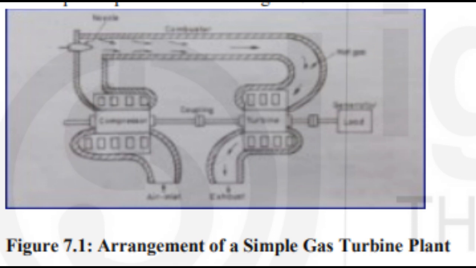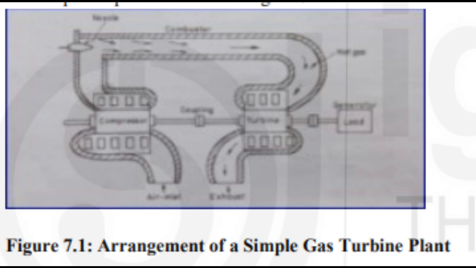Objectives. After studying this unit, you will be able to understand the fundamentals of gas turbine power plants, working principles of different types of gas turbine power plants, the functions of each component of the gas plant, and the performance characteristics of the same. 7.2 Elements of simple gas turbine power plants.